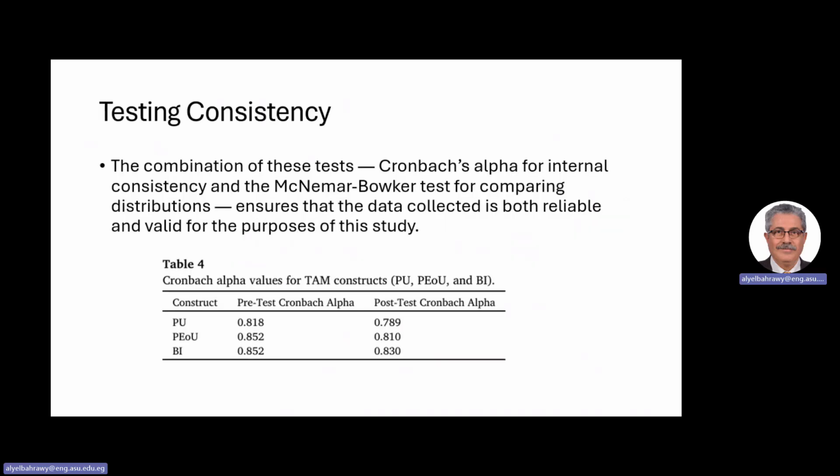Testing consistency. The combination of these tests, Cronbach's alpha for internal consistency and the McNemar-Bowker test for comparing distributions, ensures that the data collected is both reliable and valid for the purpose of this study. And these are the results of the Cronbach alpha values, pre-test and post-test, and the numbers, as you can see, are almost around 0.8.